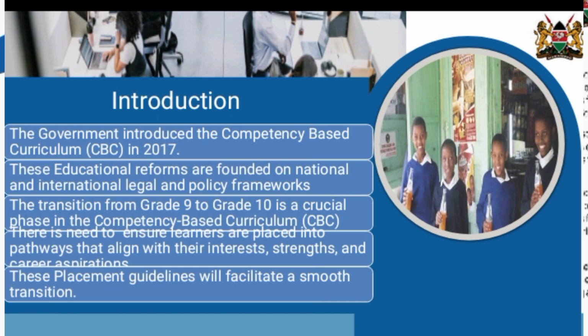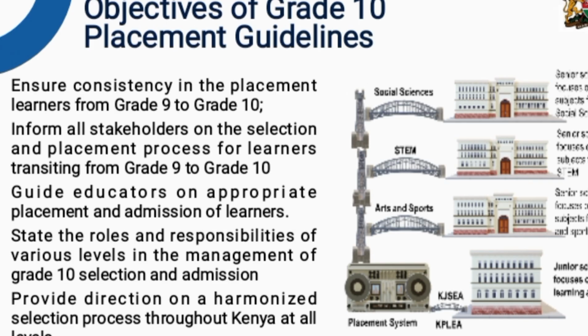So after introduction, let's check on the objectives of the grade 10 placement guidelines. Why should we have these placement guidelines? The first objective is that it ensures consistency in the placement of learners from grade 9 to grade 10. Then also it informs all stakeholders on the selection and placement process for learners transiting from grade 9 to grade 10.